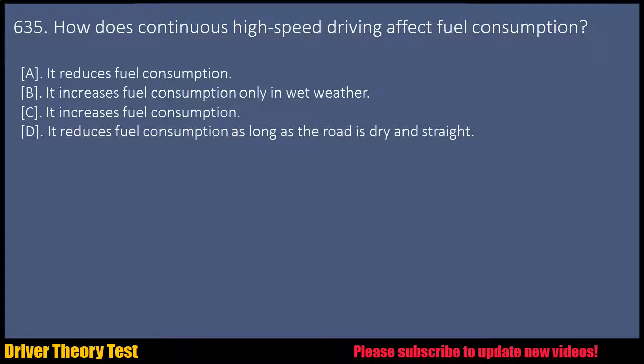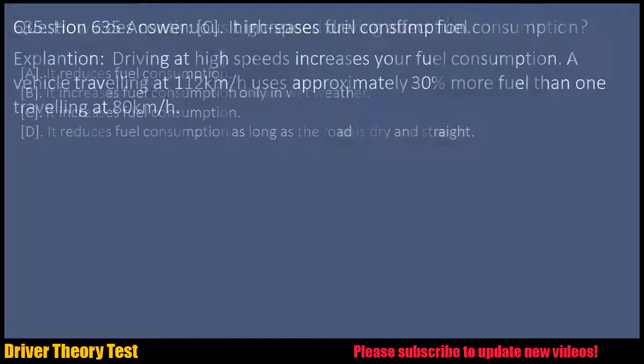Question 635. How does continuous high-speed driving affect fuel consumption? A. It reduces fuel consumption. B. It increases fuel consumption only in wet weather. C. It increases fuel consumption. D. It reduces fuel consumption as long as the road is dry and straight.